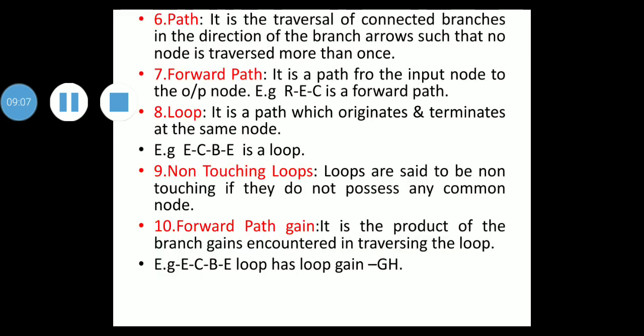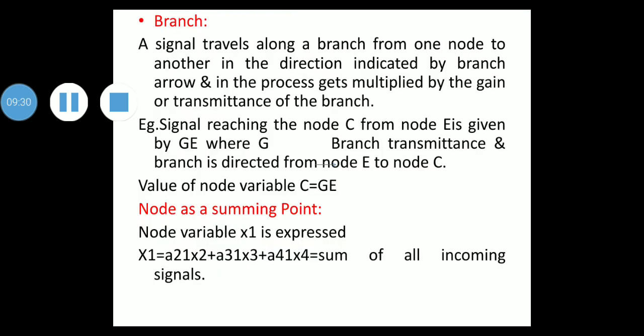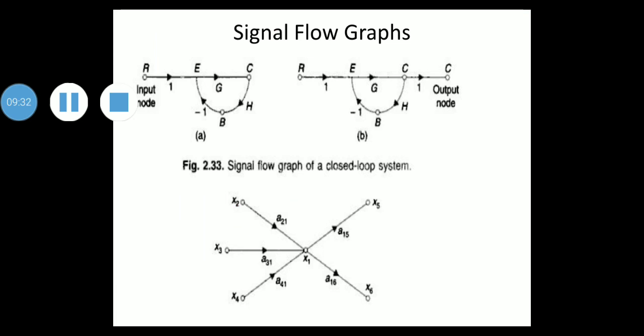So I was telling about path. It is the traversal of connected branches in the direction of the branch arrows such that no node is traversed more than once. Forward path: it is a path from the input node to the output node. So in this example we can say REC is a forward path.